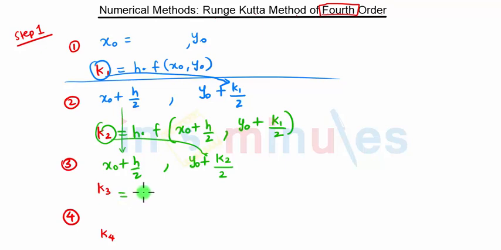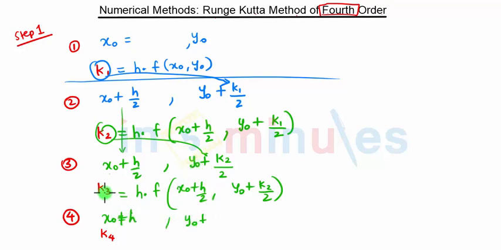Then we calculate k3 as h into f of this term comma this term. Then we will calculate k4. When we calculate k4, x0 will become x0 plus h and y0 will become y0 plus k3. So remember, first and last step will only have x0, y0, x0 plus h, y0 plus k3. The intermediate 2 steps have h by 2 in x0, k1 by 2 for y0 and k2 by 2 for y0. So this is the shortcut you can remember. So k4 will become h into f of x0 plus h, y0 plus k3.